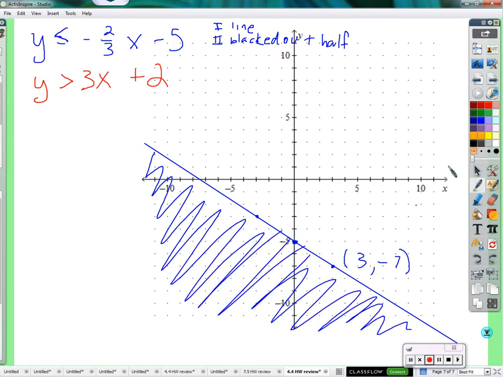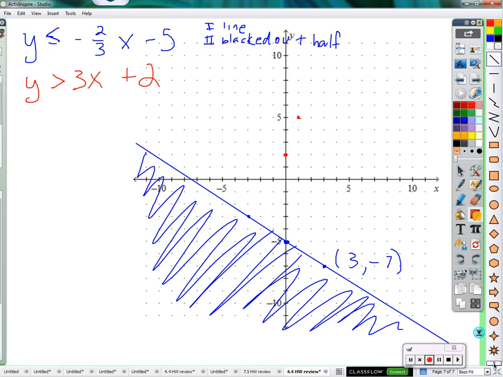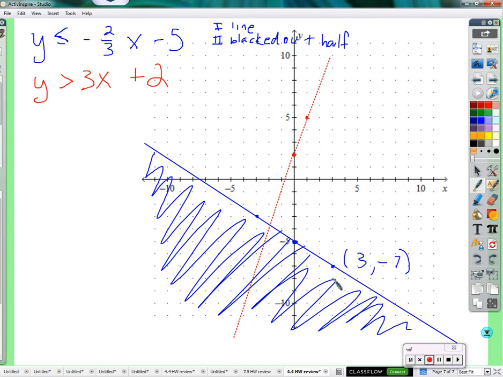Okay, the red one then. The red one has a y-intercept of 2 and a slope of positive 3, so up 3 and over 1. What kind of line are we going to use? Dotted. What half should be shaded? The top. So we shade above.